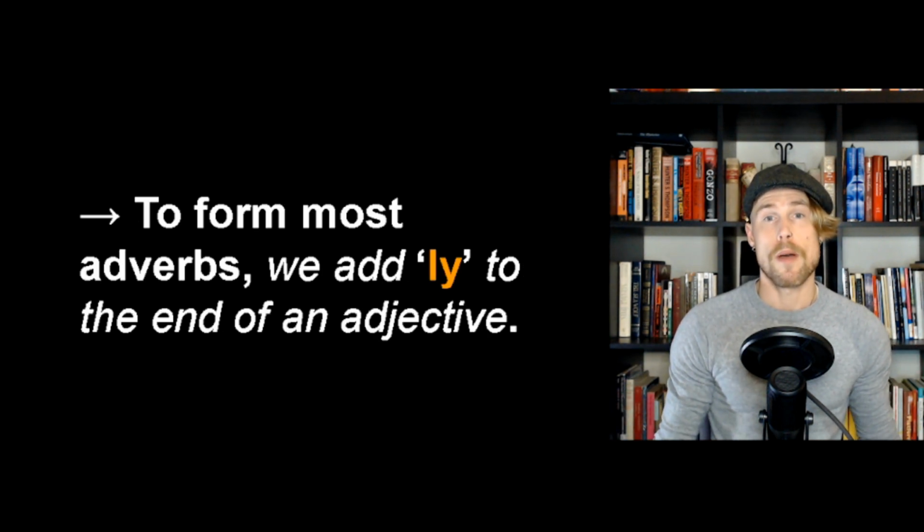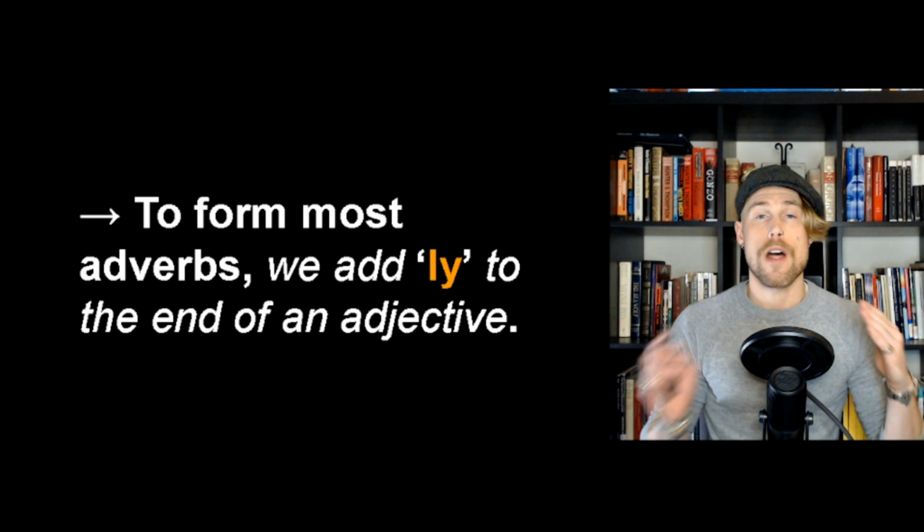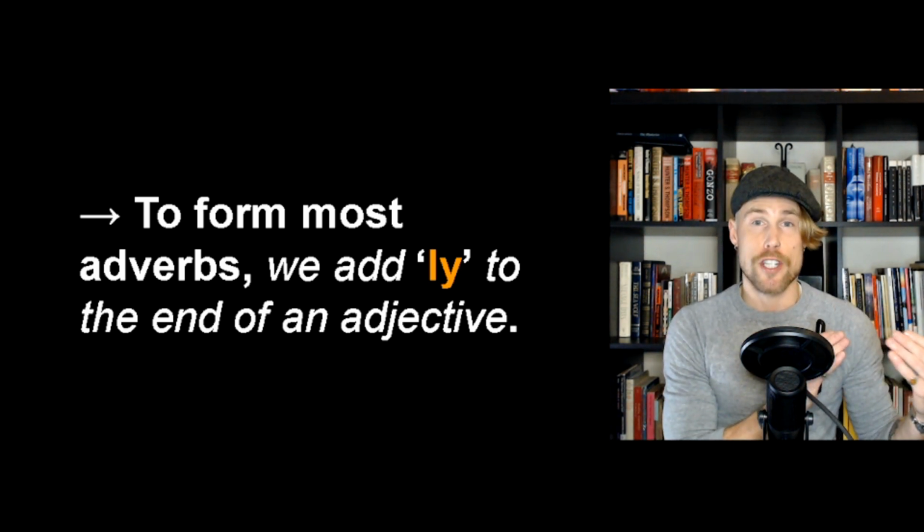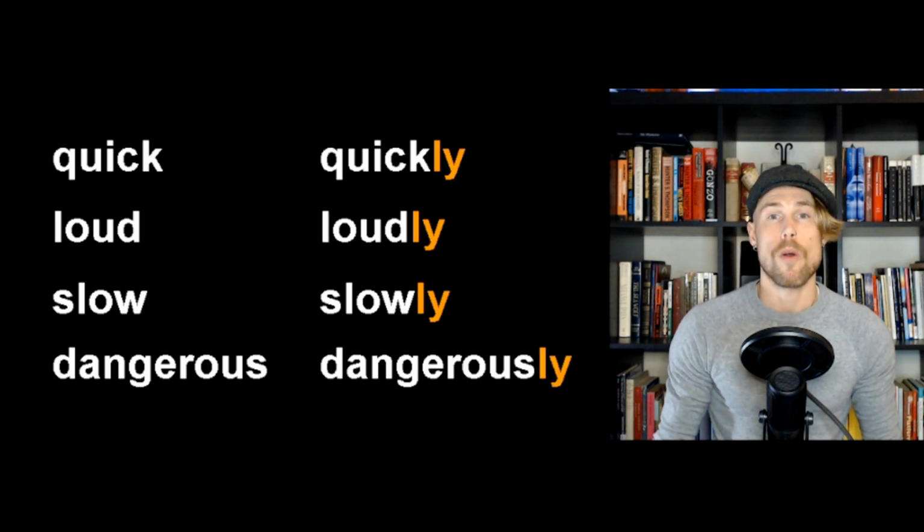To form most adverbs, we add ly to the end of an adjective. So on the left of the screen, you can see 4 adjectives: quick, loud, slow, dangerous. We make adverbs by adding ly to the end of the adjective. Quickly, loudly, slowly, dangerously. Pretty easy, right?